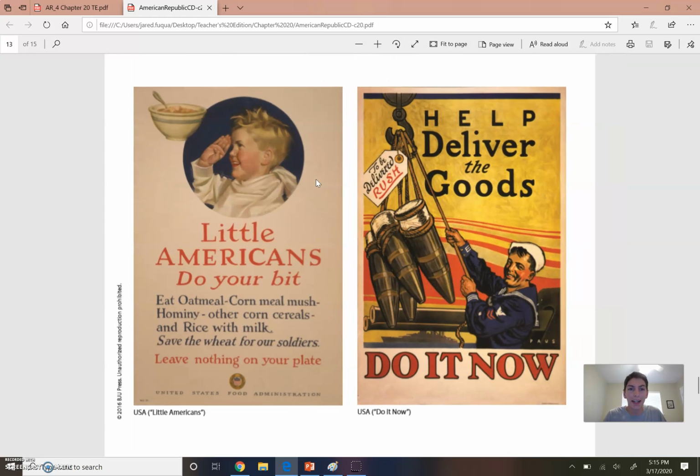Children were even targeted with propaganda. This one says, little Americans, do your bit, telling them to eat certain types of cornmeal, but nothing with wheat, because it says here, save the wheat for our soldiers. So they're saying, do what you can. Maybe don't eat what you normally eat, but you're doing it for a good cause. You're saving wheat for the U.S. soldiers.